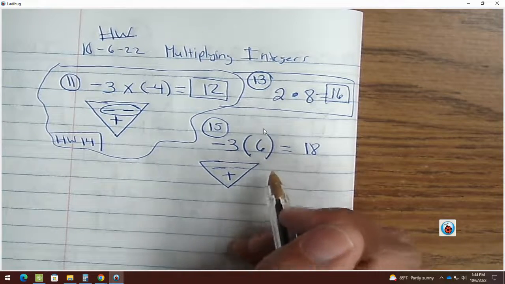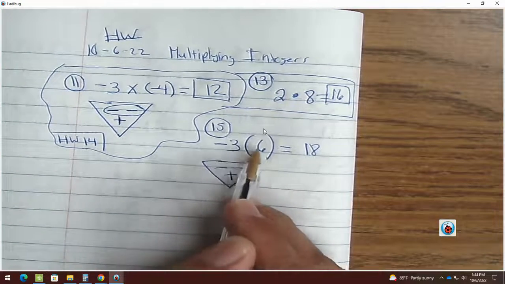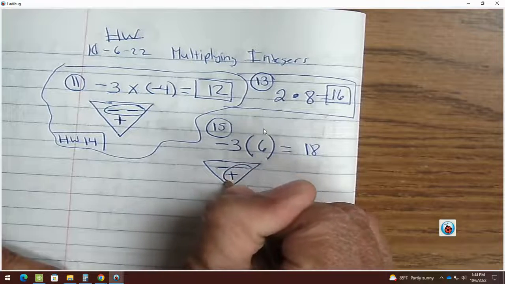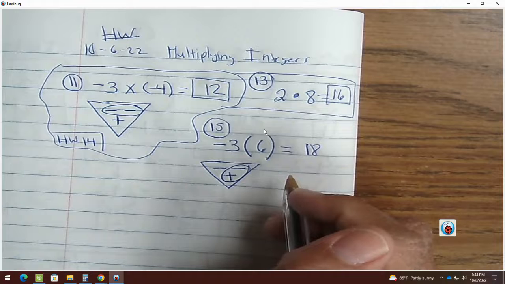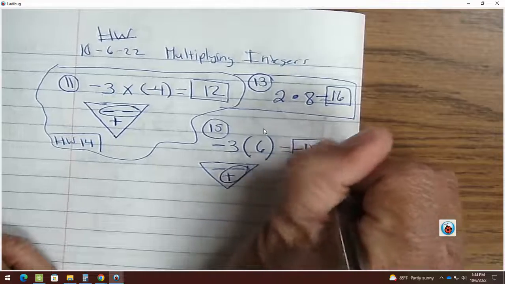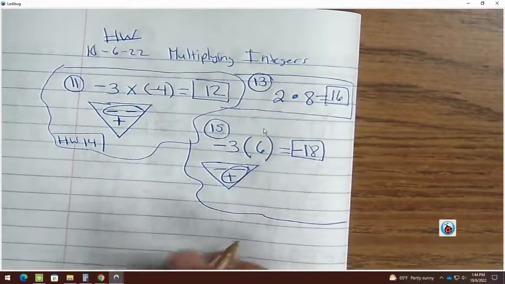Okay. Now, listen to this one. We have a negative and a what? So now we're going to circle the negative and the positive. Whatever you don't circle, that's who you keep. Who didn't you circle? Negative. So this is going to be negative 18. Oh, I get it. Okay?